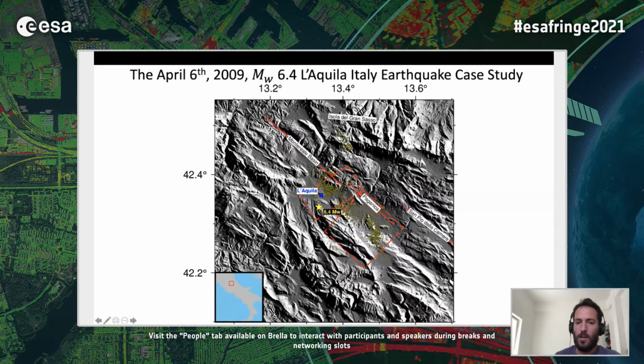So we will have two fault planes dipping at 45 degrees to the southwest that we can see here in the red polygons. And all the yellow dots are the precisely relocated aftershock sequence of the L'Aquila sequence. And we will use them later in order to validate our slip model.